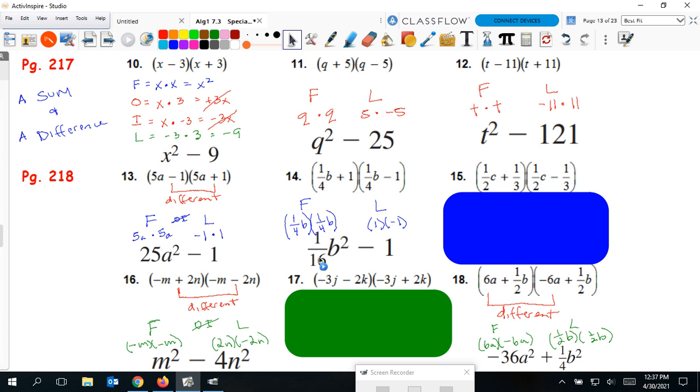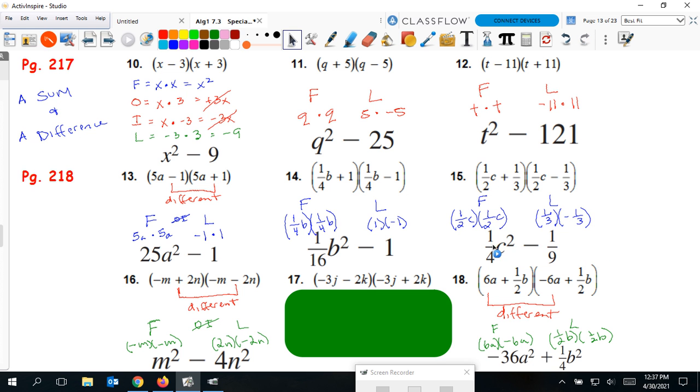There's your answer. For 15, your first part is going to be the 1/2 c's. So that should be pretty easy. A 1/4 c squared you're getting from multiplying that times itself. And then the last one's the 1/3 times a negative 1/3. So positive times negative is always going to be negative here. And then 1 times 1 is 1. 3 times 3 is 9.